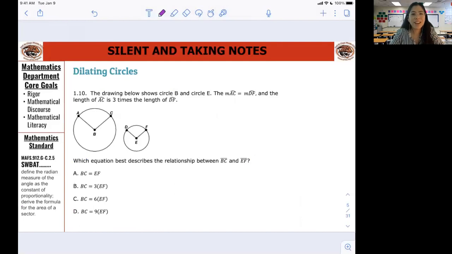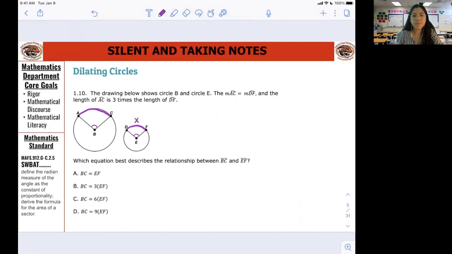Okay. So anyways, they're telling us that the measure of arc AC is equal to the measure of arc DF. So they're basically telling us that these two angles are congruent. And then it's telling us that the length of AC is 3 times the length of DF. So if DF is X, what would AC be?